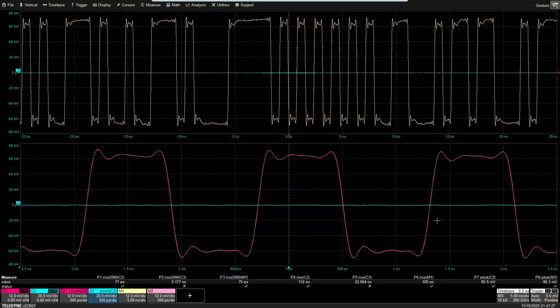The primary disadvantage is you do have high loading at DC. You have, in this case, 500 ohms to ground from your probe tip. So a transmission line probe would not be a good choice for looking at something like I2C or anything with a pull-up that needs to hold it in a certain state between bursts of data and so on.